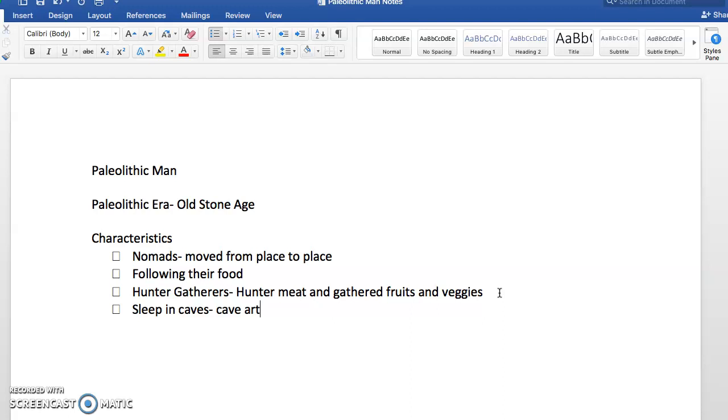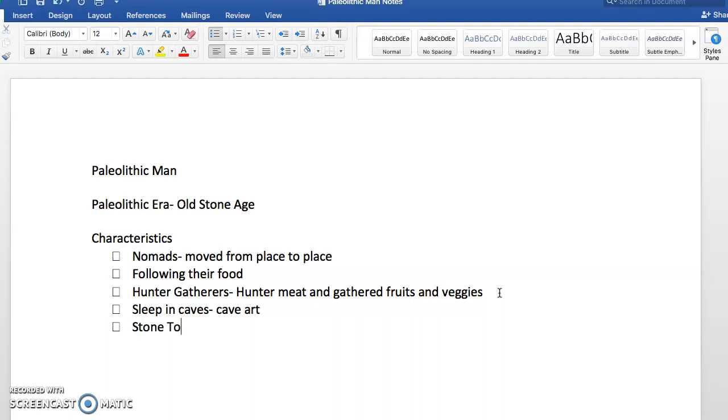And you need to remember this because in the future, you're going to have a few assignments that ask for the differences between Paleolithic and Neolithic man. And you need to be able to say that Paleolithic man were nomads that moved from place to place with no settled home. They moved from place to place to follow their food because they were hunter-gatherers and they slept in caves.